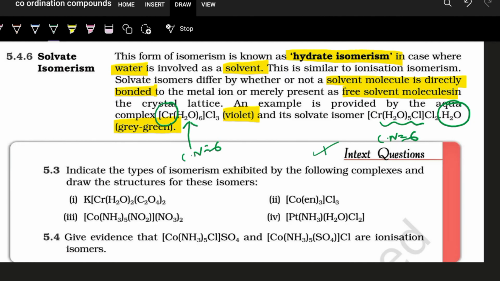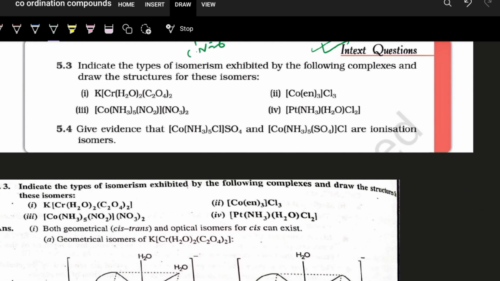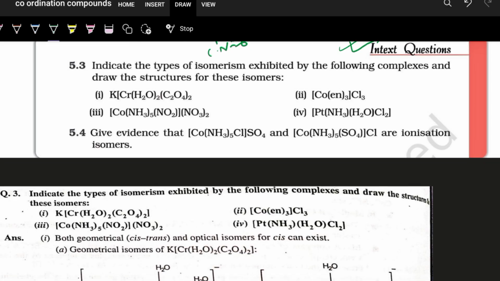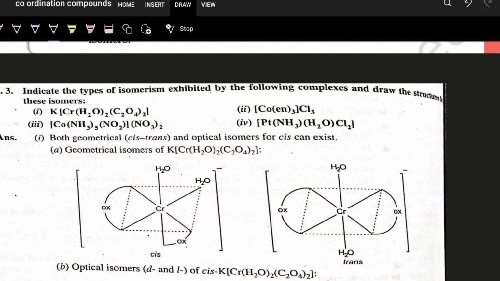So this is an application question which is very important. Indicate the types of isomerism exhibited by the following complexes. Draw their structures. What type of isomerism is exhibited? Before you start answering this, I will always tell you to first see the coordination number. In this, oxalate C2O4 2- is didentate. So the coordination number is equal to 2 plus 2 into 2, which is equal to 6, an octahedral complex. So the geometrical isomers can be cis and trans.